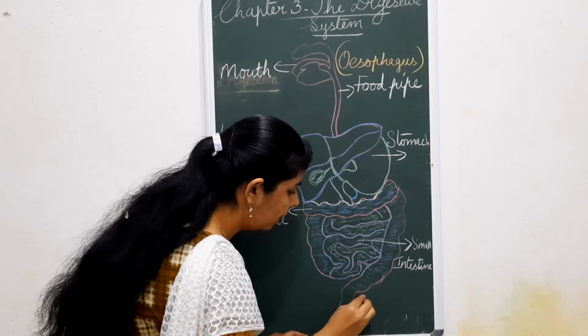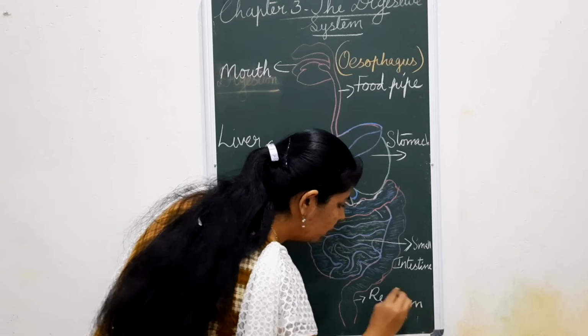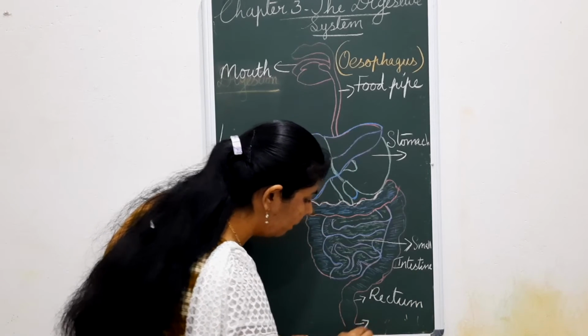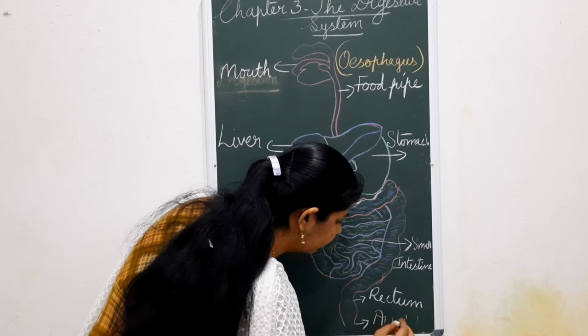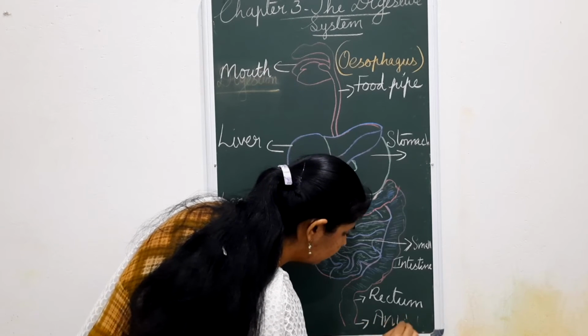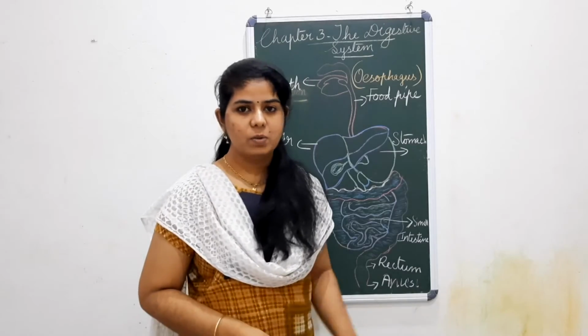This end part is called the rectum, and the waste is given out from this opening. This opening is called the anus. So is it clear?